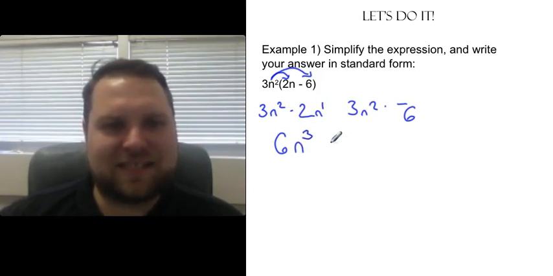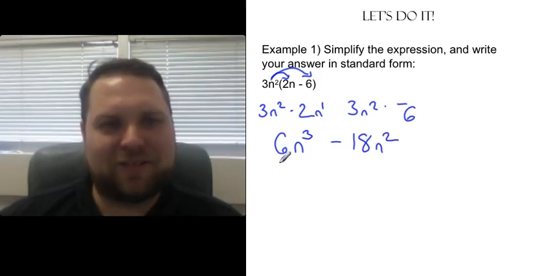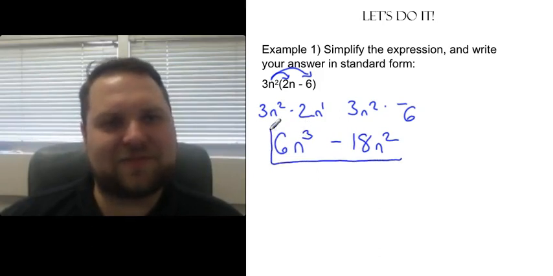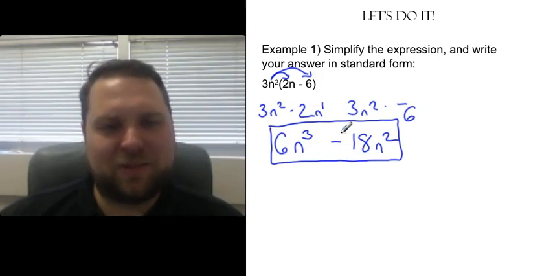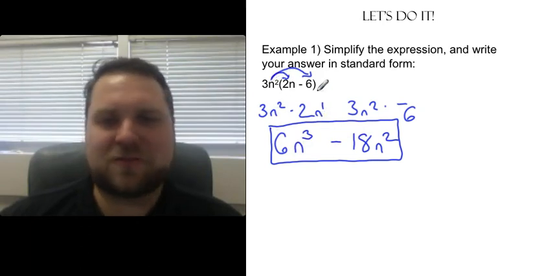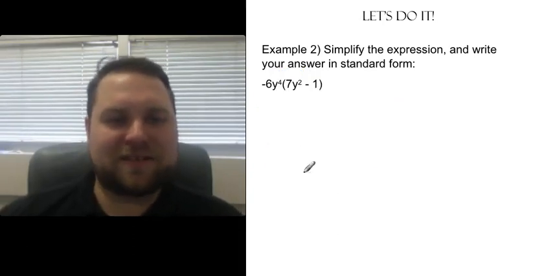3 times negative 6 is negative 18. n squared times, well, nothing, is just going to be n squared. Now I have my polynomial. I try and put that in standard form. Turns out it already is. The highest degree term is first. And so there we go. I've multiplied those polynomials. So this is a cubic binomial, and all I did was distribute those throughout. Simple as that.